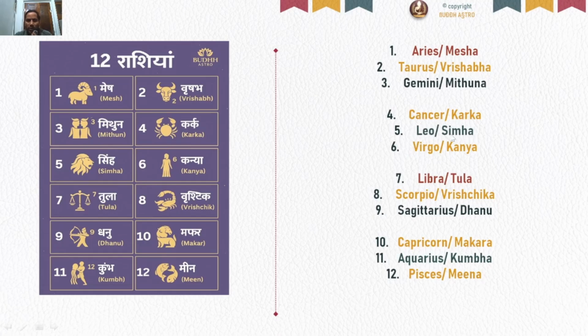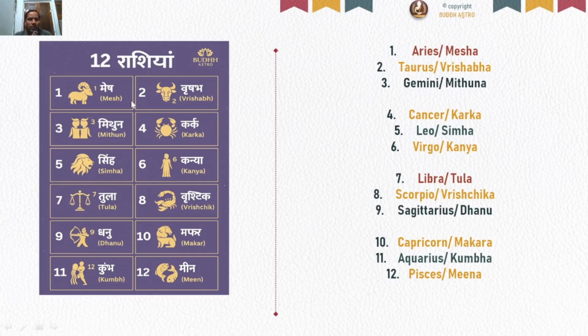Fifth is Leo, that is Simha. Sixth is Virgo, that is Kanya. Seventh is Libra, that is Tula. Eighth is Scorpio, that is Vrashchika. Ninth is Sagittarius, that is Dhanu. 10th is Capricorn, that is Makara. 11th is Aquarius, that is Kumbha. And 12th is Pisces, that is Meena. These are the Hindi words. Sometimes we will use them.